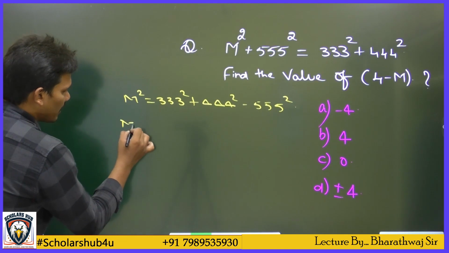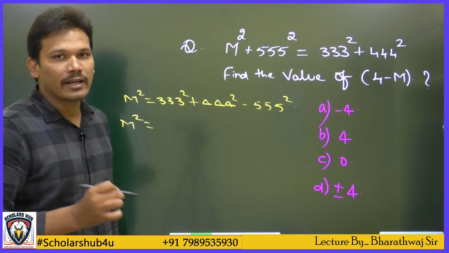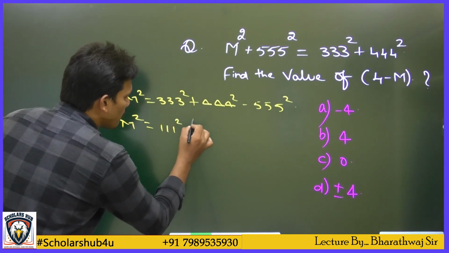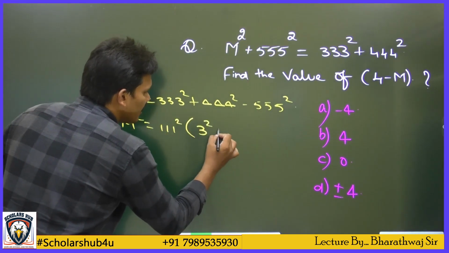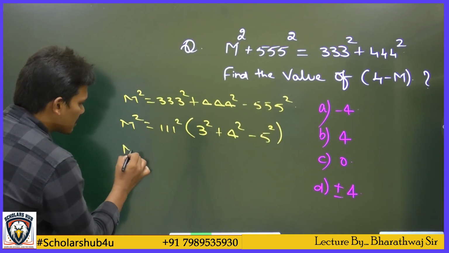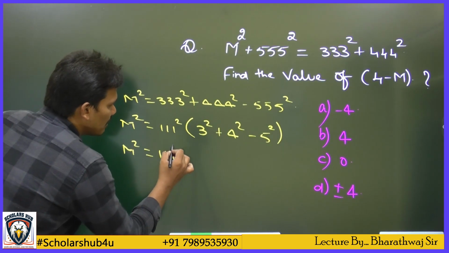Okay, next step: m² = ... just take 111² as common. So you are going to get 3² + 4² − 5². So the m² value is equal to 111² times (3² + 4² − 5²).